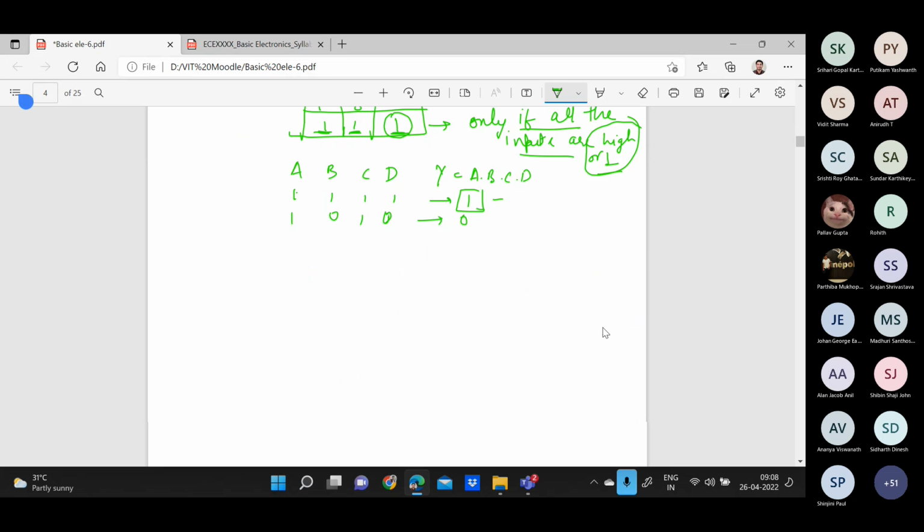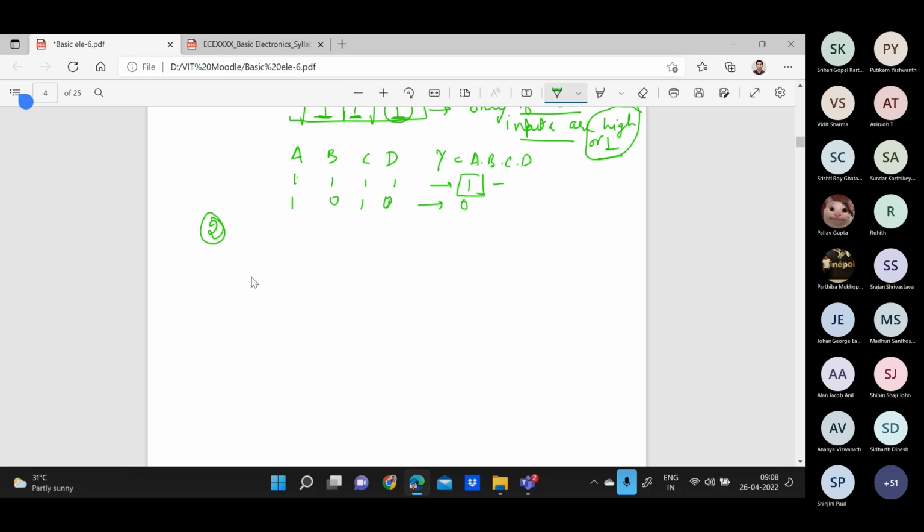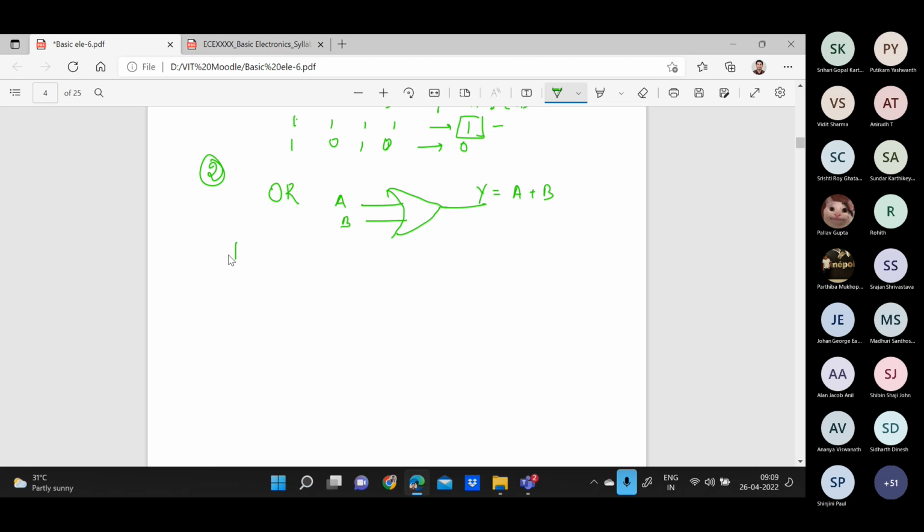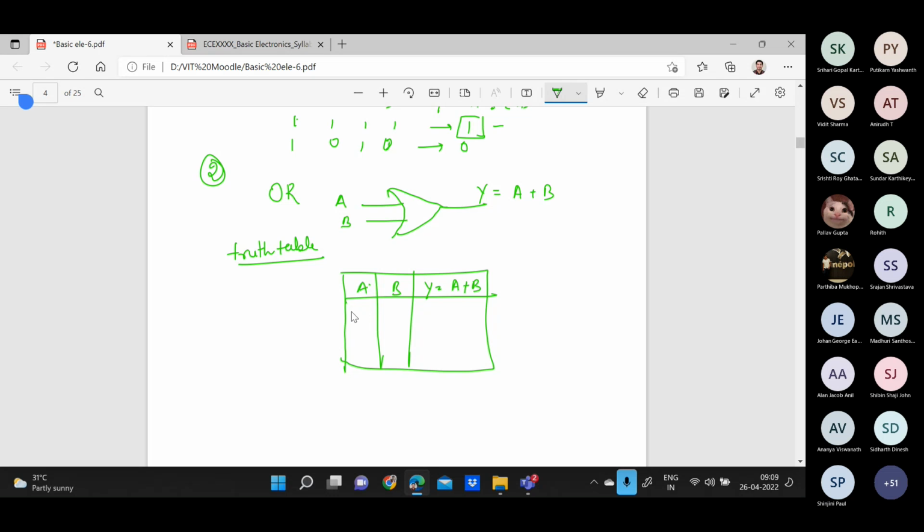Okay. Now we will have the second type of basic gate, that is the OR gate. The representation is like this, where we can have so many inputs. I am starting with A and B, and the output Y is written as A plus B. And the truth table, which is again an important part. In the OR gate, with inputs A and B, Y equals A plus B. As I told you, we have two inputs, so the possible combinations are 4 only: 0 0, 0 1, 1 0, 1 1.